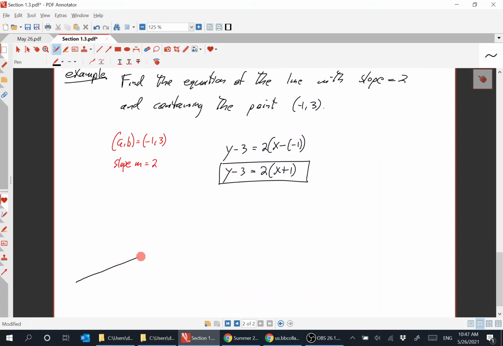So, for example, if this is the point minus 1, 3, right here, any other point on the line will satisfy this equation. So let's pick a value for x. Like x equal to 4. So now we can get the corresponding y coordinate.